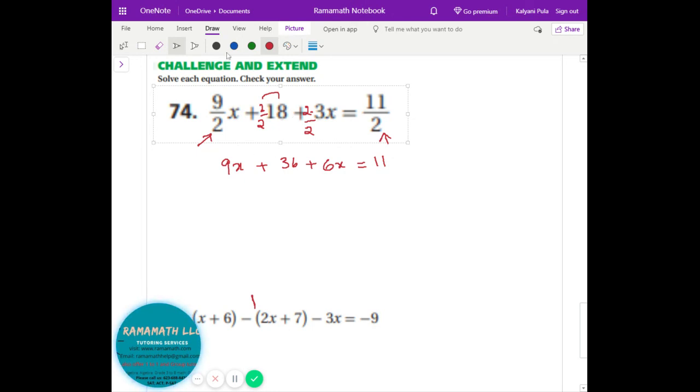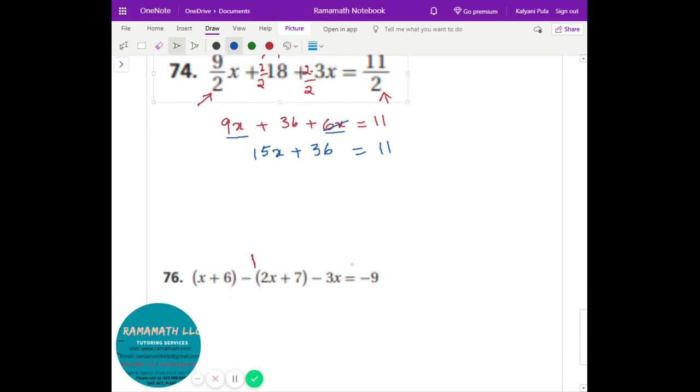Now this question is so much easier compared to fractions, the scary part. Now we're done with the fractions. Pretty much we killed the monster. Now it's just an easy ride. Now 6x and 9x, they're like terms. That gives me 15x plus 36 equal 11. Then the rest is the easiest part, and you can do that easily.